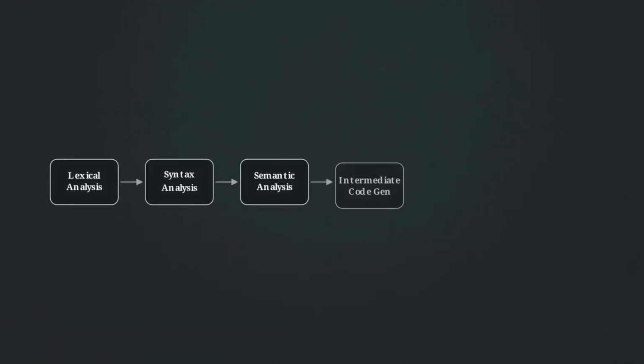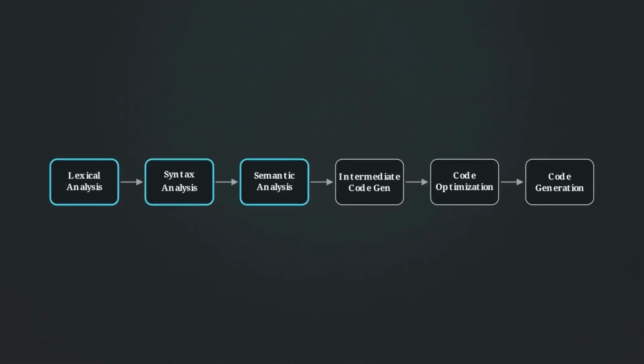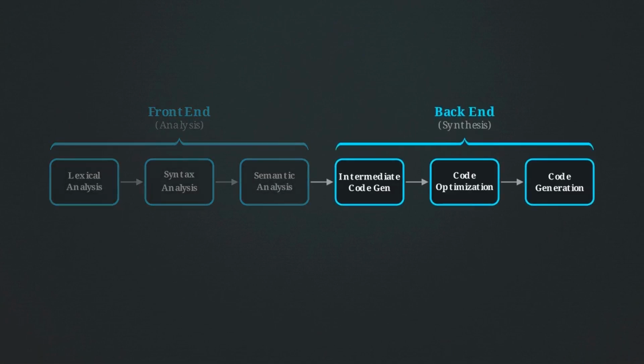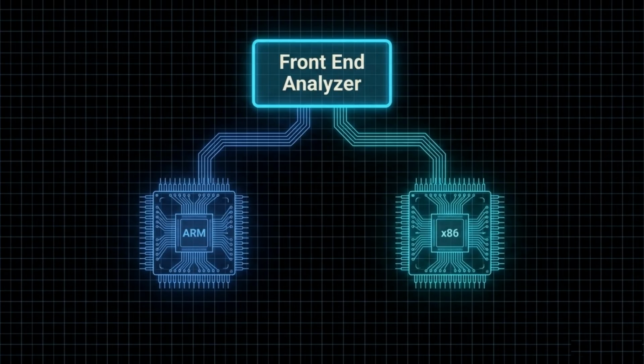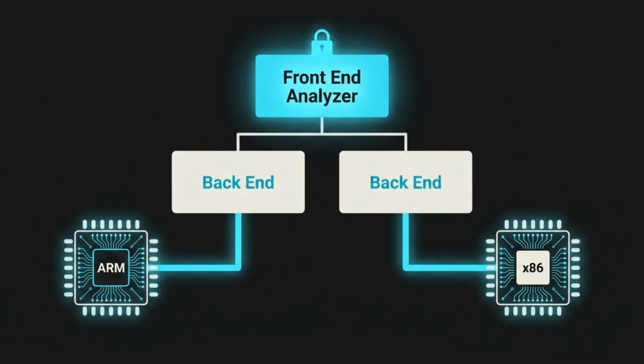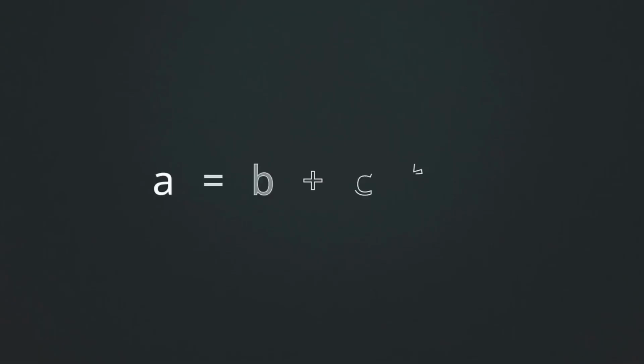Looking at the whole pipeline, we can organize these 6 phases into 2 main blocks. The first 3 phases analyze the source code and make up the front end. The final 3 synthesize the target code, forming the back end. Splitting the work this way means compiler developers don't have to start from scratch for every new device. They can reuse the exact same front-end analysis and simply swap out the back end to generate code for a different processor.